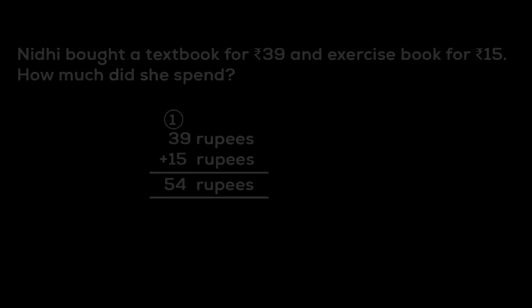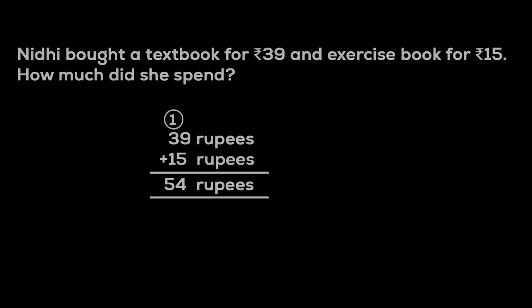Nidhi bought a textbook for rupees 39 and an exercise book for rupees 15. How much did she spend? They are saying Nidhi, a girl, has bought a textbook for rupees 39 and an exercise book for rupees 15. We have to find out how much total money she has spent.